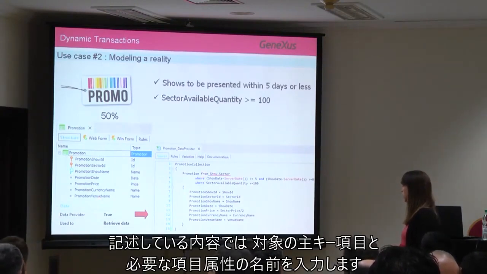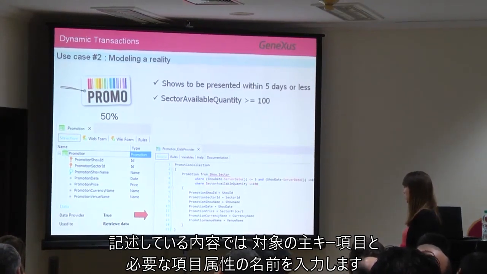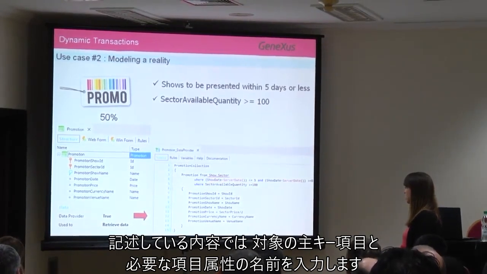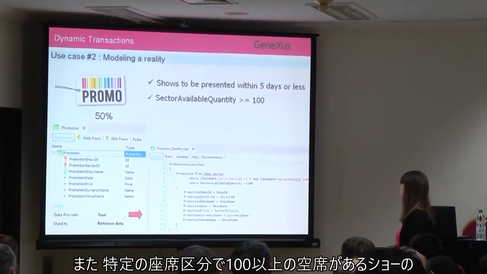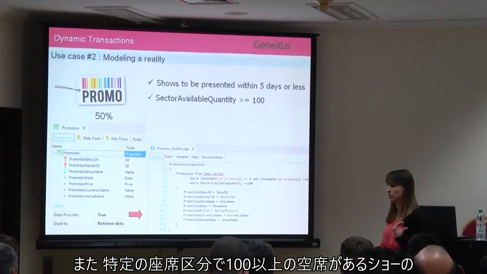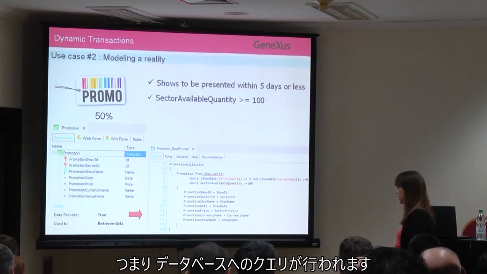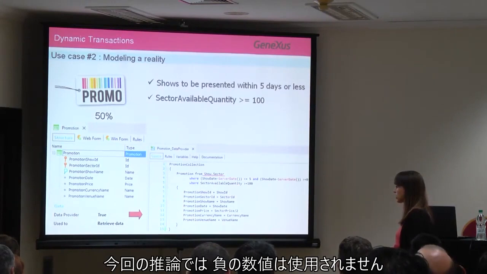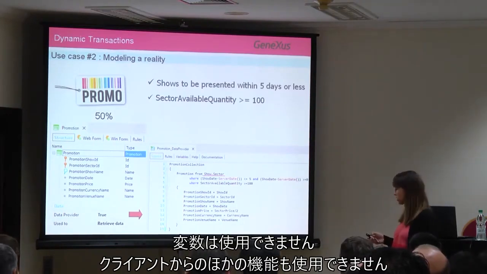So here, what I'm saying is that I'm going to the sectors in the shows with a certain number of available seats, the same or bigger than 100, and I'm asking about the date, and then I would take the dates in the server, equal or less than 5, and that this deduction is not given any negative numbers. I'm using here the server date, because in this data provider, where the dynamic association is made, since it's stored in the server, I can't use variables, no variables and no other functions from the client.